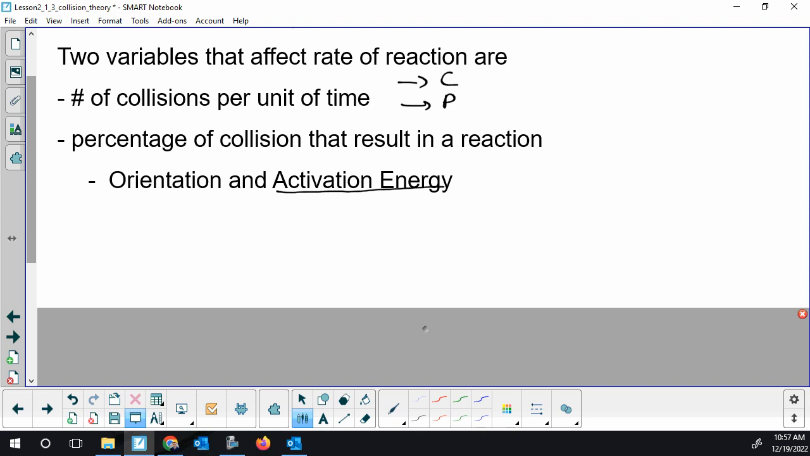An example or discussion on orientation is if carbon monoxide is reacting with oxygen gas, okay, which can make carbon dioxide and produce an unstable oxygen atom.